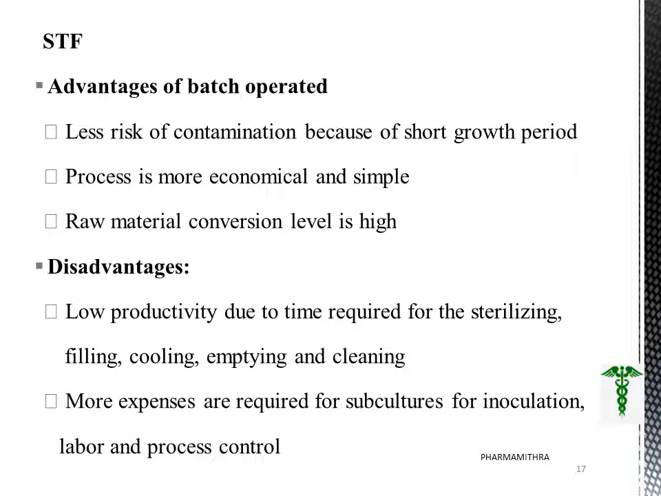Stirred tank fermenter we can use in batch operated as well as in continuous operated. Advantages of batch operated are less risk of contamination because of the short growth period. The process is more economical and simple. The raw material conversion level is high. Disadvantages: the low productivity is due to the time required for sterilizing, filling, cooling, emptying, and cleaning, and more expenses are required for the subculture for the inoculation, labor, and process control.